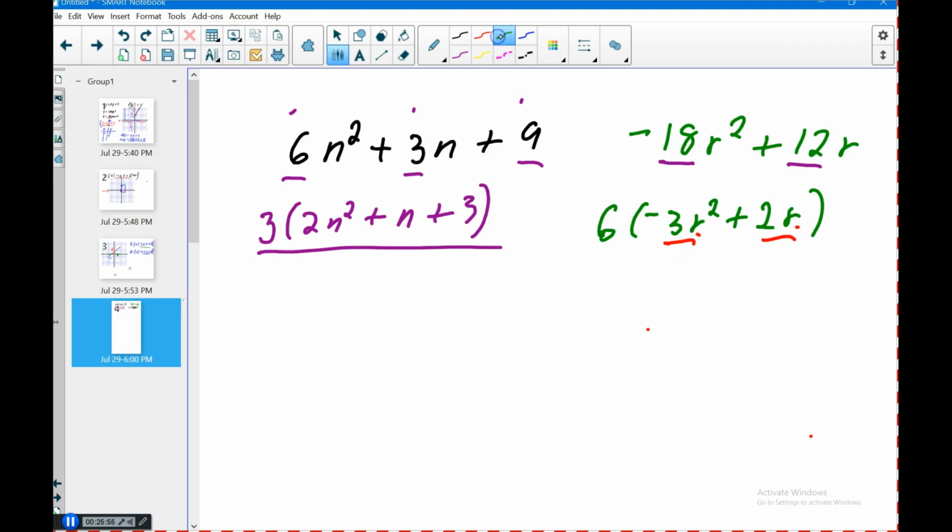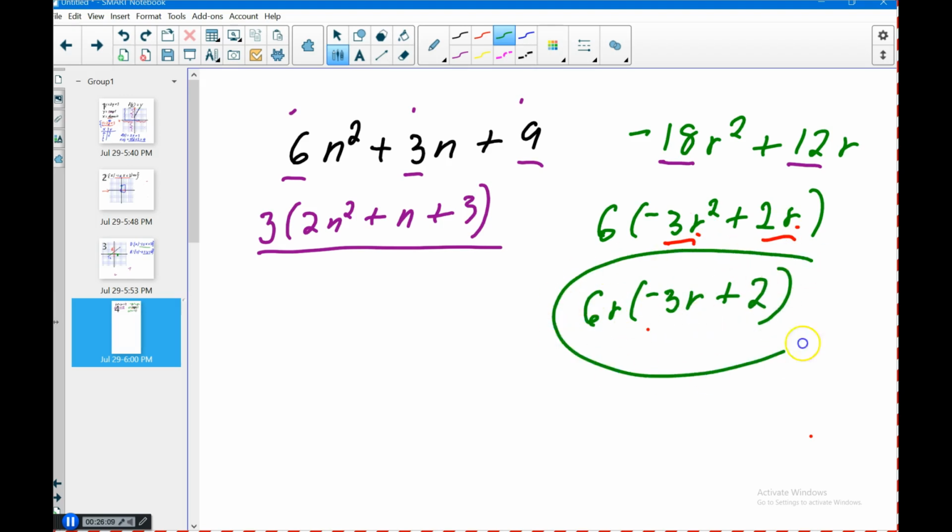So let's take the R outside. So I got 6R. If I divide this by R, I get 3. R squared divided by R gives me R. And R divided by R gives me 1. So that's my answer.